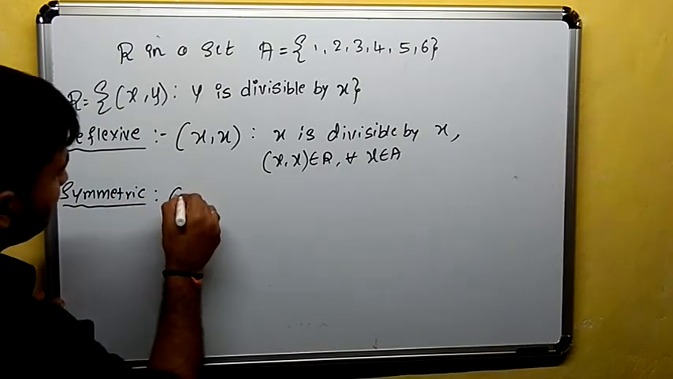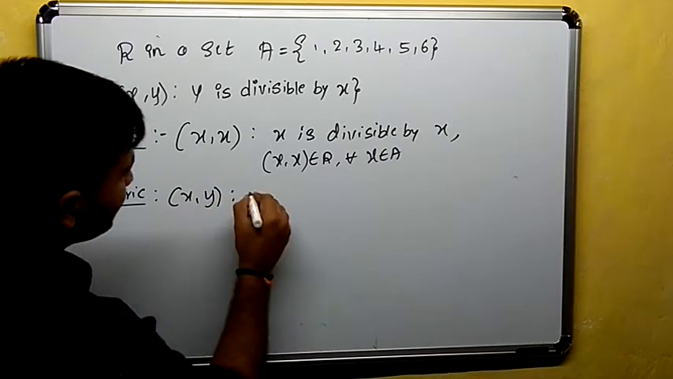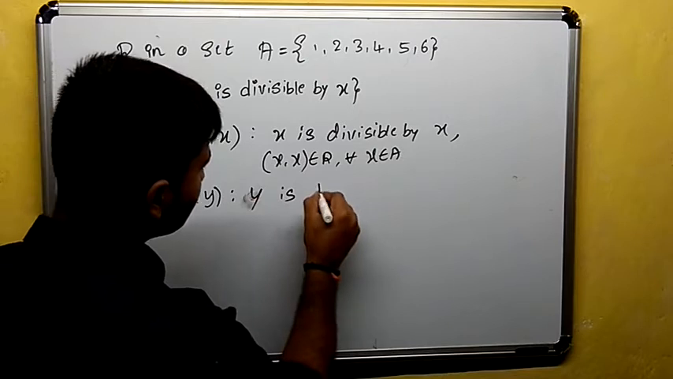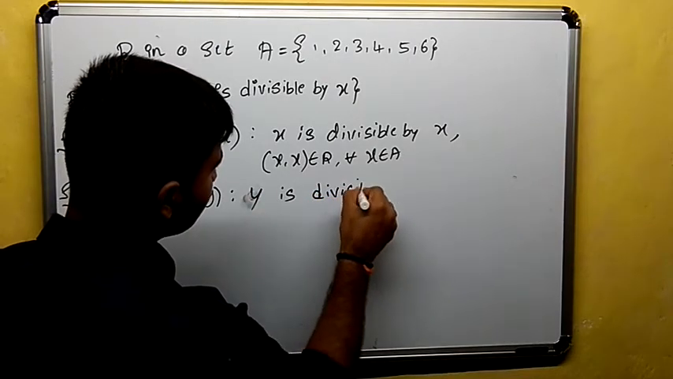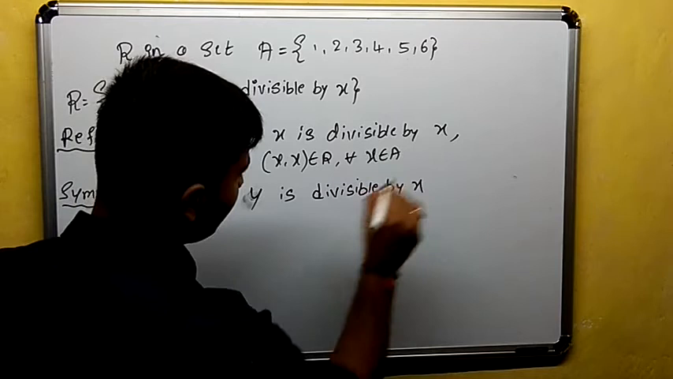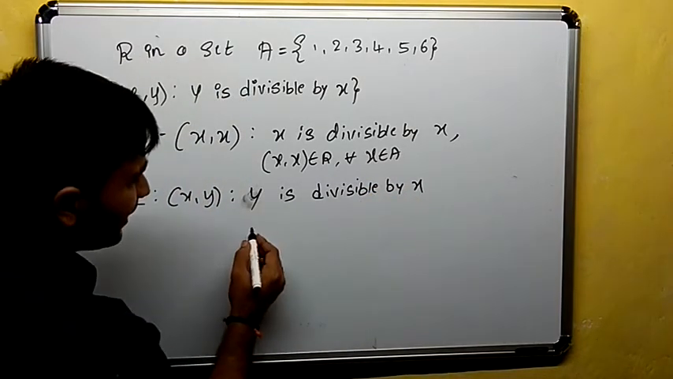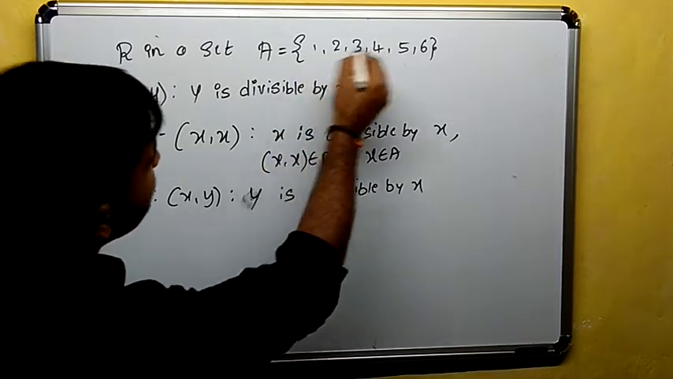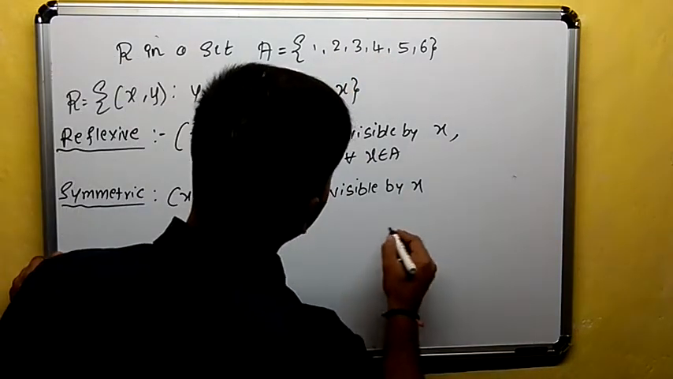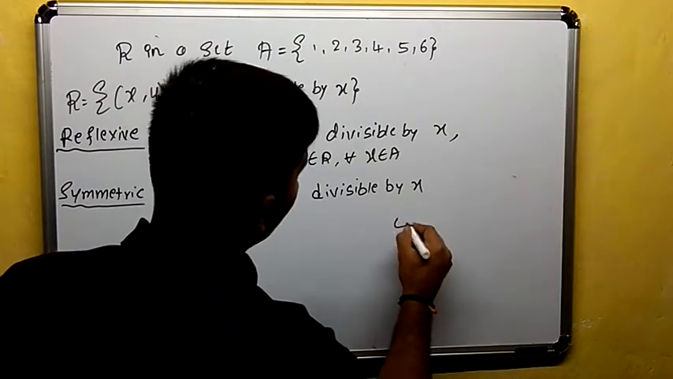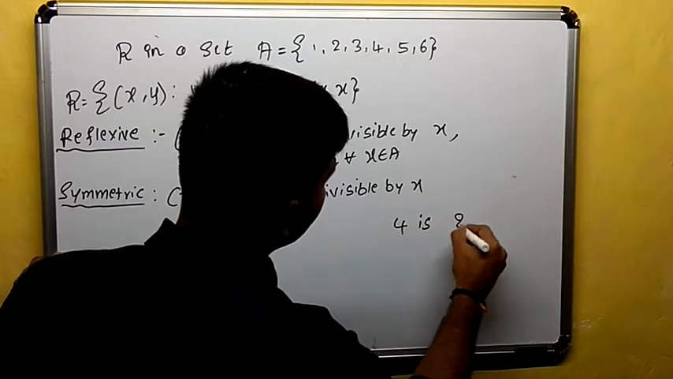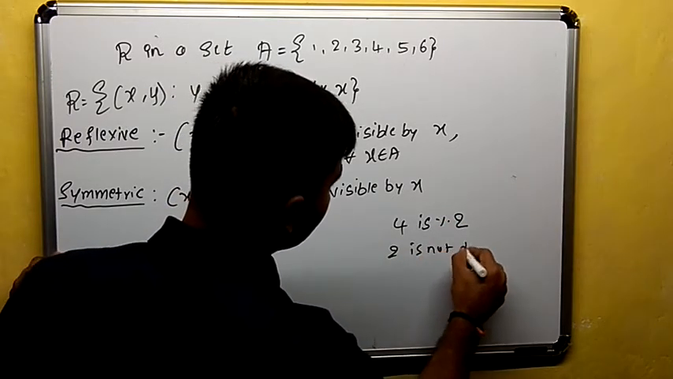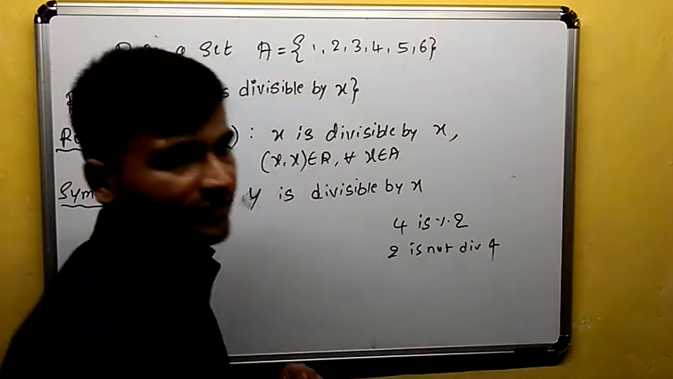So symmetric means (x, y) implies, what does it imply? (y, x), that is, y is divisible by x. So if y is divisible by x, then not necessarily x is divisible by y, because in this example only we can say this. 4 is divisible by 2, but 2 is not divisible by 4.